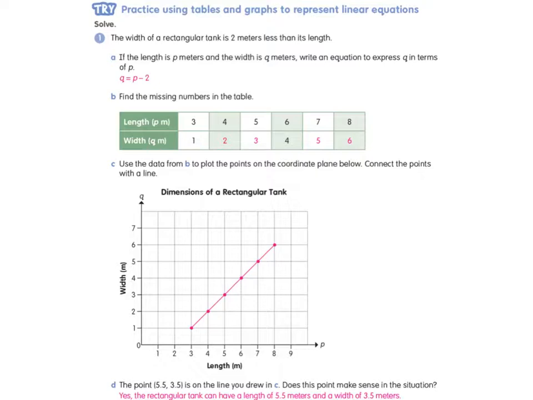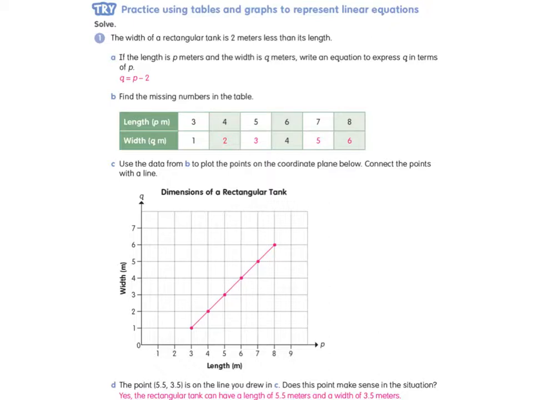Here's the answers, so you can go ahead and check your work, and let's talk about the answers and why they got these answers that they did. So the first one says, if the length is P and the width is Q, write an equation. Well, it said the width of a rectangular tank is 2 meters less than the length. So we're going to subtract 2 from the length in order to get the width.